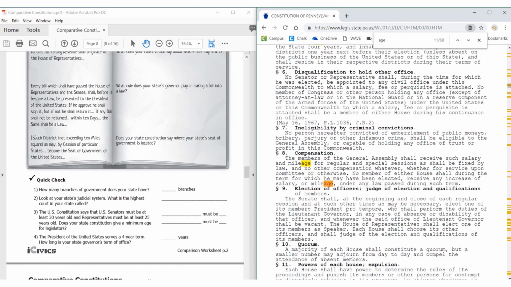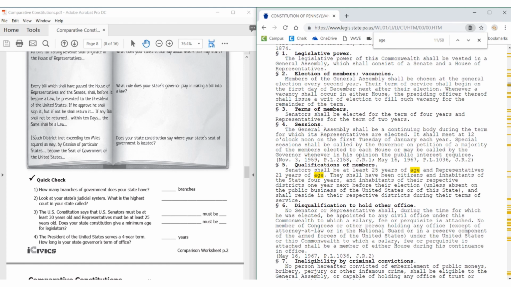And I'm not sure if it does specify. Oh, here we go. Senators shall be at least 25 years of age and representatives shall be 21 years of age. So you can say senators 25, representatives 21. The President of the United States serves a 4-year term. How long is your state's governor's term?